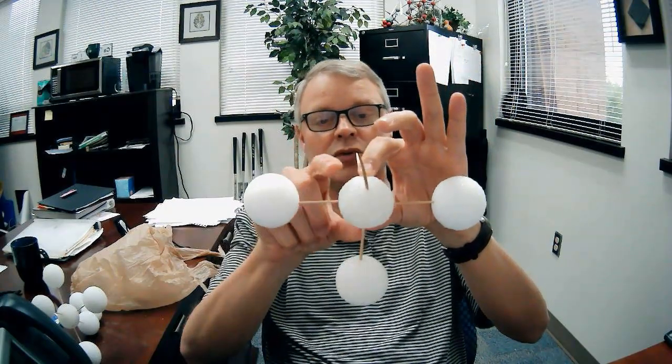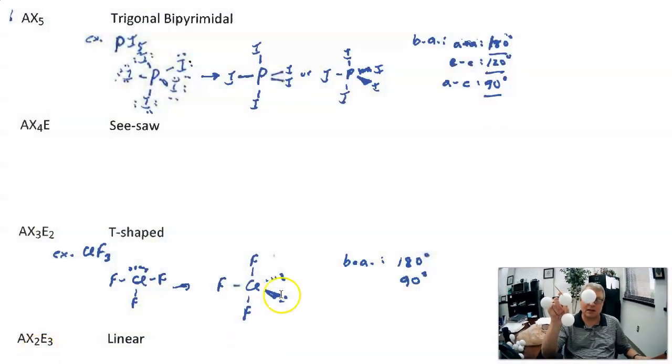Alright? You could draw it in the shape of a T if you want to, because I guess that's literally what it looks like. You could draw the trigonal bipyramidal, and then just erase 2 of these, and then, see, there's your T right there. Okay?